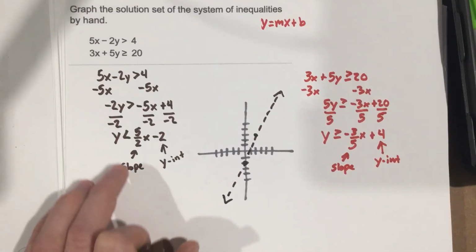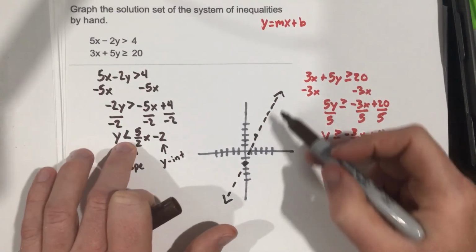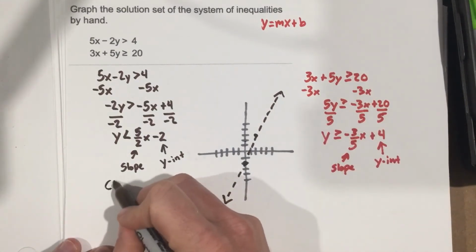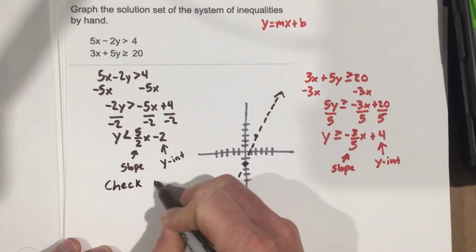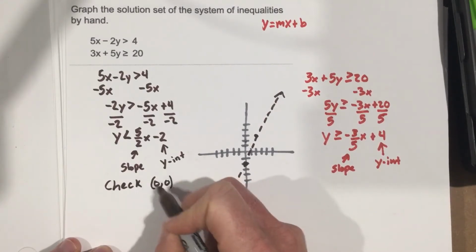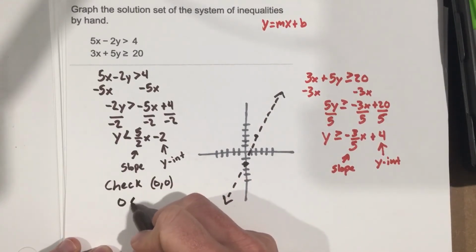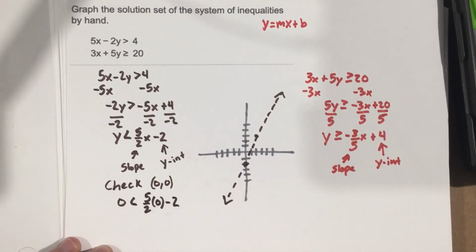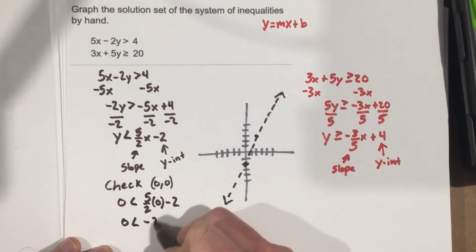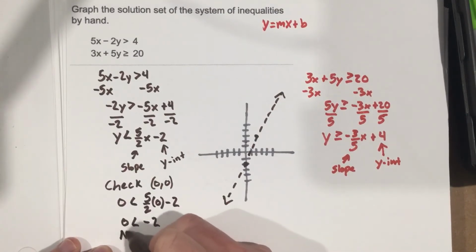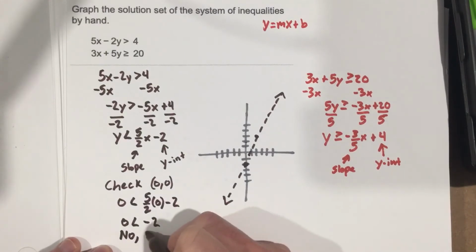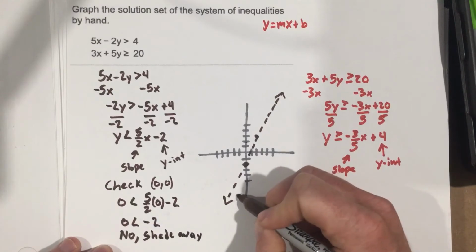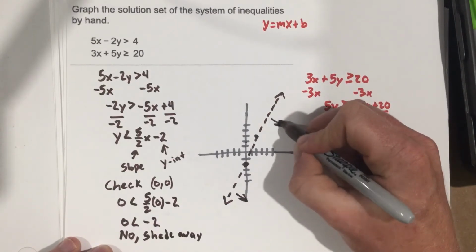And then we would need to shade. It says y is less than the line. That's going to be shaded this way, but if we can't figure that out, we need to check 0, 0. When you check 0, 0, you get 0 less than 5/2 times 0 minus 2. So 0 less than negative 2. Well, no, that's not true. So shade away. So we're going to shade away from 0, 0.